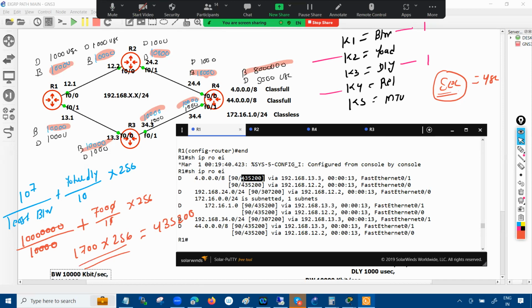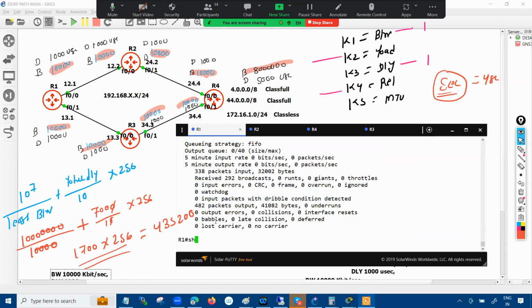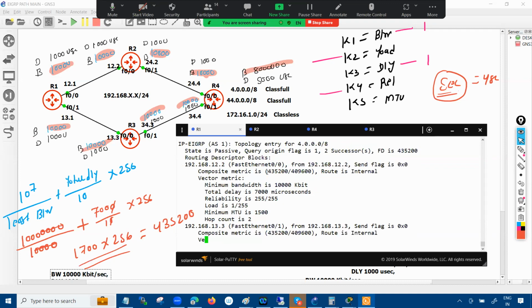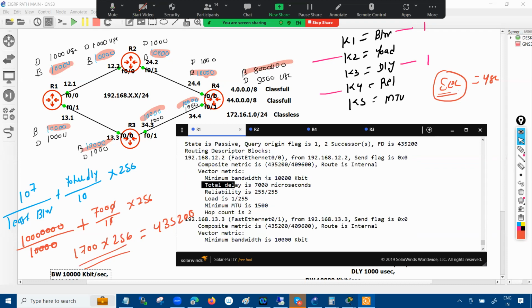Now, maybe you have a question. Right now this is the topology on GNS3, so you can get to know that. Okay, this is the interface, I can see that. But how would I calculate this in a production network? A simple command: show ip eigrp topology 4.0.0.0/8. It will give you all the information: the total delay, 7,000 microseconds, which I already put over there, and the minimum bandwidth at the bottom. So from this one also you can figure it out.